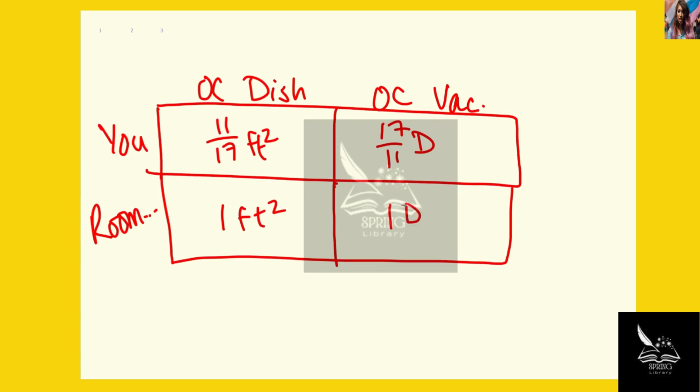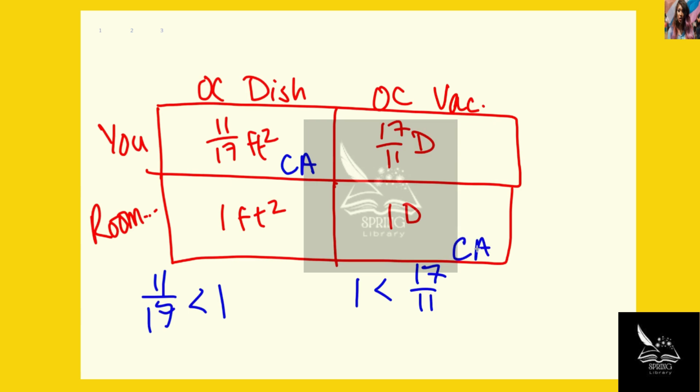Now what we have to do is find out where there is the lowest opportunity cost, right? So 11 over 17 is less than 1. So you have the comparative advantage when it comes to washing dishes. And 1 is less than 17 over 11. So your roommate has a comparative advantage when vacuuming.